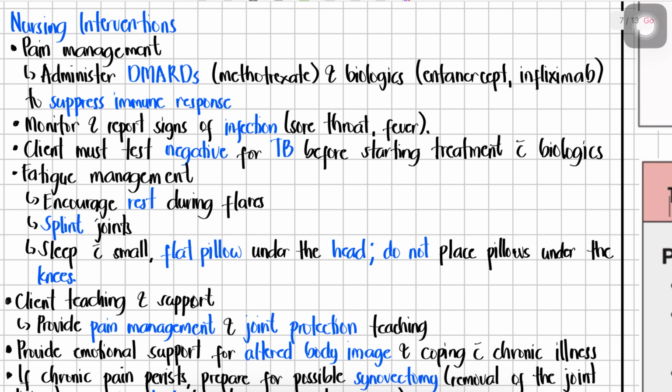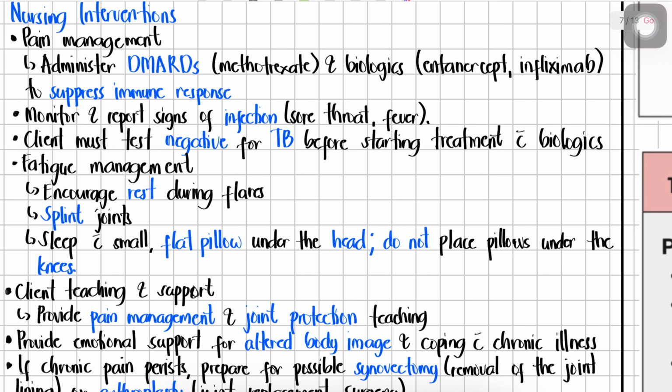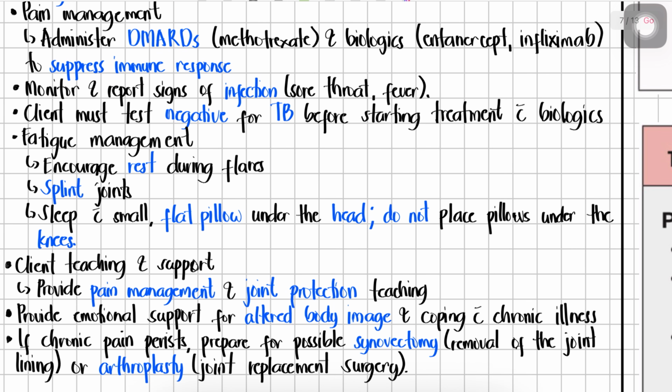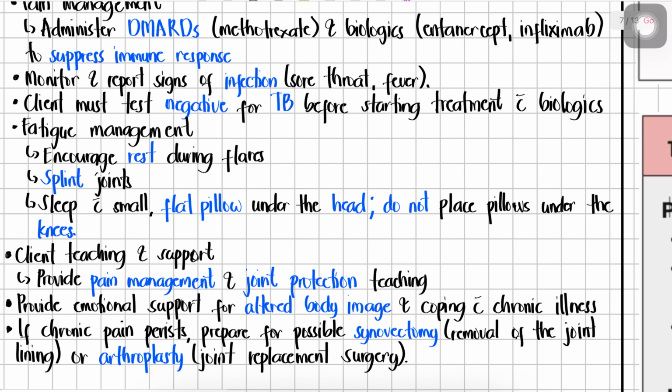So how do we manage that, guys? We are encouraging the patient to rest during flares or acute episodes. What else? By splinting the joints to prevent contractures from happening. Then instruct the patient to sleep with a small flat pillow under the head. Do not place pillows under the knees, to prevent nga the contractures from happening.